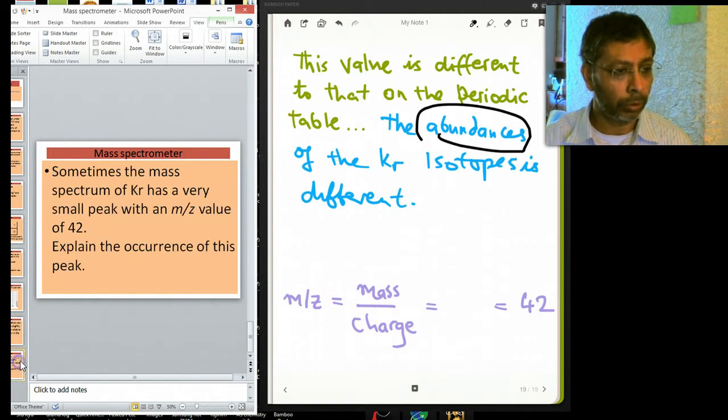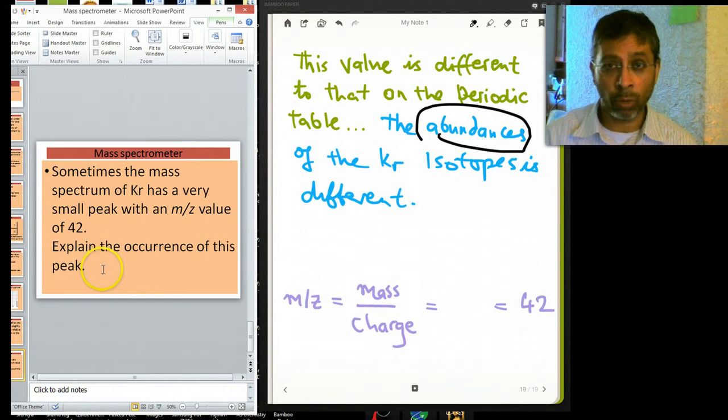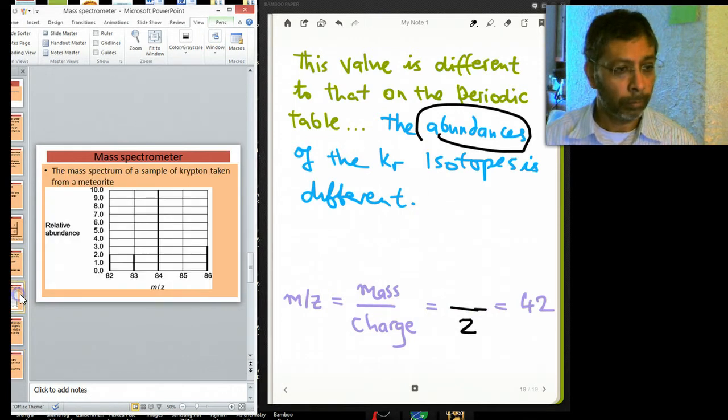And the last question here. Sometimes the mass spectrum of krypton has a very small peak at 42. Explain the occurrence of this peak. And remember, what they're looking for here is for you to identify that there must be a +2 ion. Okay, and what ion would give us 42? If you divide it by 2, if you look at the results, right, it has to be the 84.